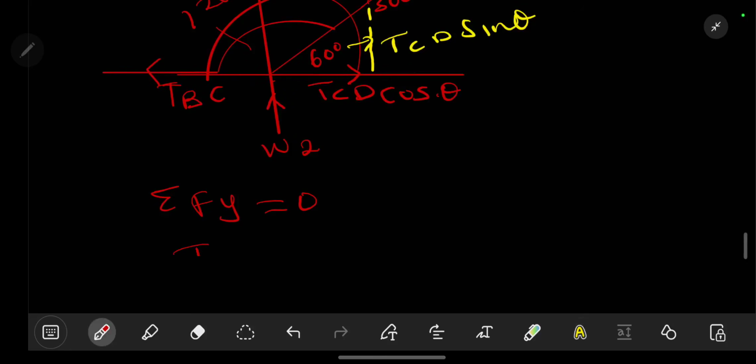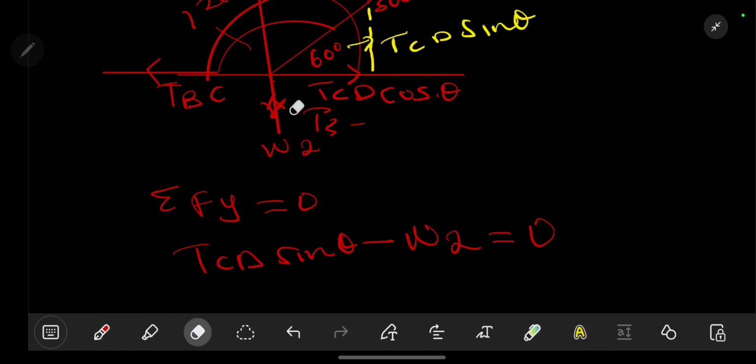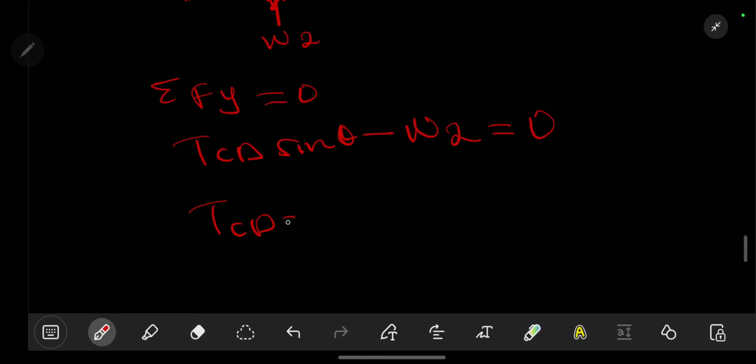So we are going to say our TCD sine of our theta minus the downwards force, in this case the weight, which is our weight number 2. A weight can produce a tension, so this should be equal to 0. If we had something like T3, we could have equated T3 to this, but all in all, whatever tension is exerted on this part shall be equal to the weight. So TCD sine of our theta should be equal to, when the weight goes to the other side, weight number 2.